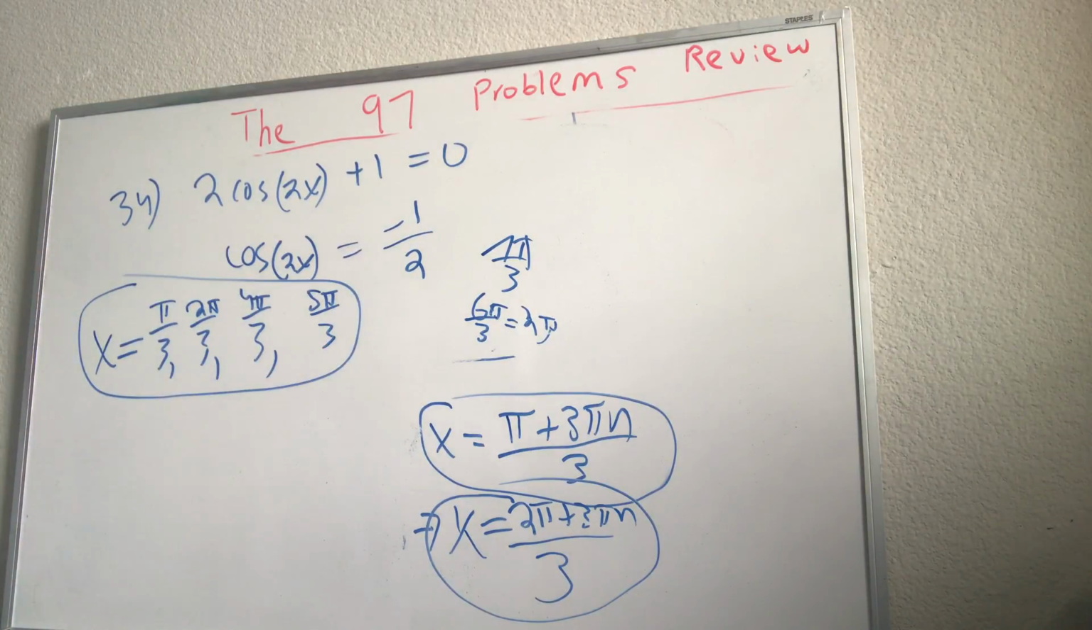So the solution to question number 34 is x is equal to pi over 3, 2 pi over 3, 4 pi over 3, 5 pi over 3.